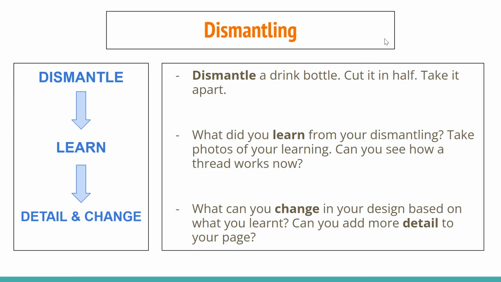Dismantling. So that means to take apart. So you might cut it up, look at it, take photos of it. Include those photos of the lamp all apart in your development and talk about what you learnt from it. Label the pieces. How is that relevant to what you're doing? So what did you learn? What can you change? Or can you add more detail to your lamp based on what you learnt by taking it apart? Hope that makes sense.